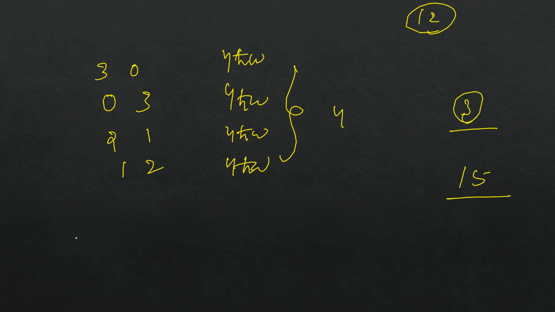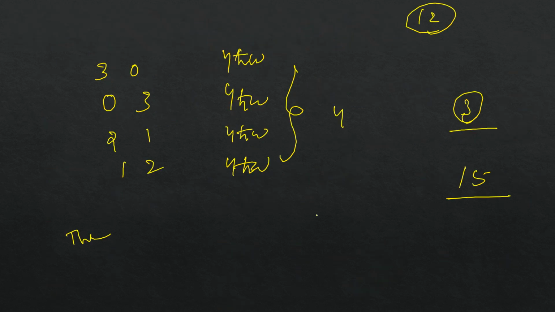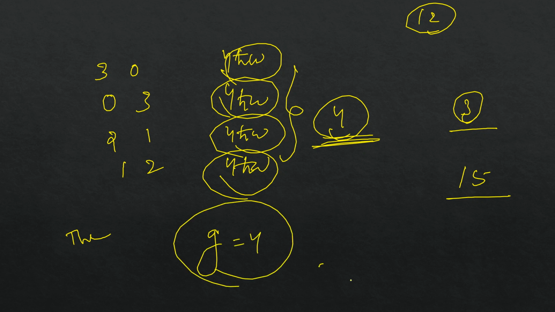But the question is the degeneracy of the level containing the most energetic electrons. So the most energetic electrons are in this one, 4 h cut omega, the highest energy. The degeneracy is 4. So the answer is 4.